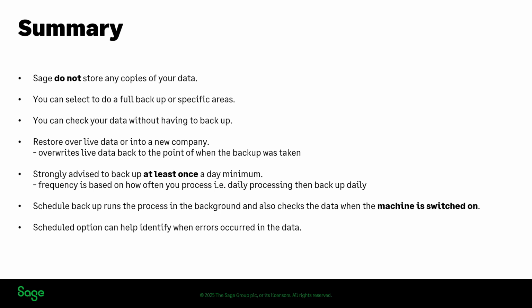Okay, so just to summarize, Sage did not store copies of your data. Can't make that any clearer. You can select to do a full backup or just do specific areas. You can check your data without having to do a backup. Again, that's just in File and then Maintenance, and then you'll see the check data option as well.